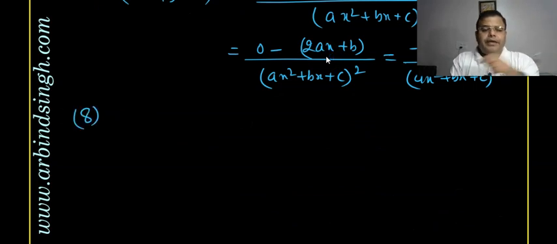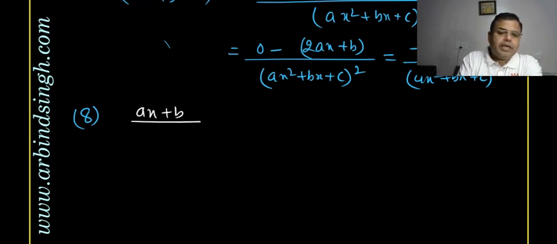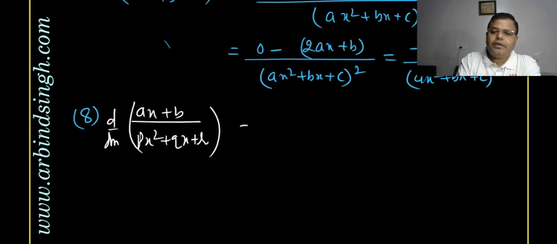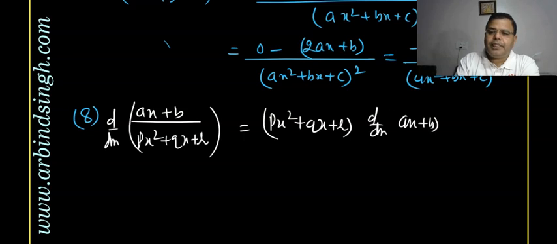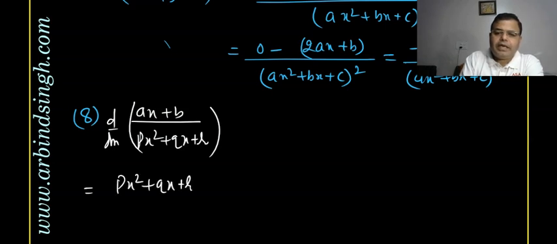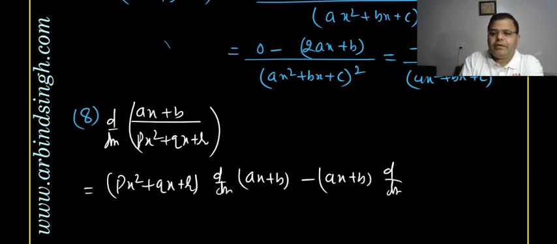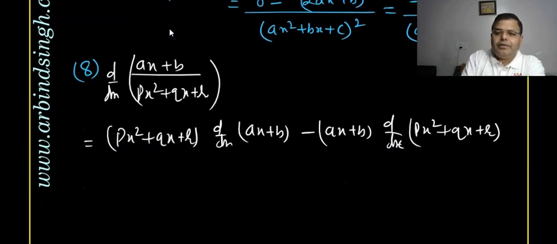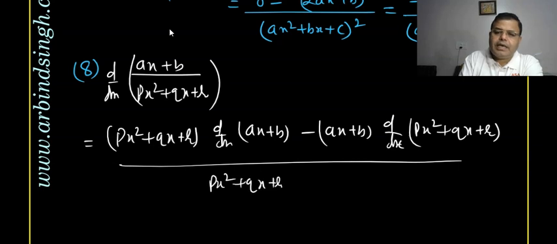Now one more question I am going to take here, that is question number 8. Question number 8 is (ax plus b) divided by (px square plus qx plus r), and we have to find the derivative of this function. So again apply the quotient rule: (px square plus qx plus r) into d by dx of (ax plus b), minus (ax plus b) into d by dx of (px square plus qx plus r), whole divided by denominator whole square, that is (px square plus qx plus r) whole square.